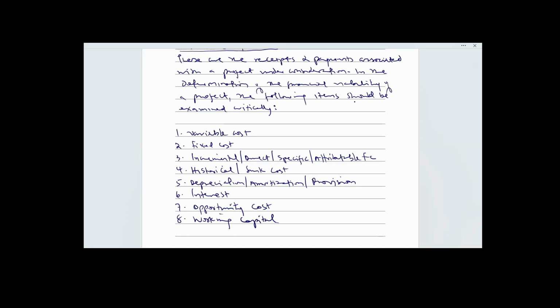Variable costs are relevant costs. You should consider it. You have to include it. When you see direct material, direct labor, direct expenses, or variable overhead, they are relevant. You have to account for it.